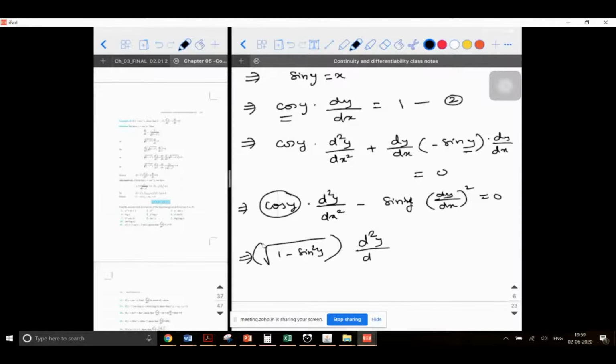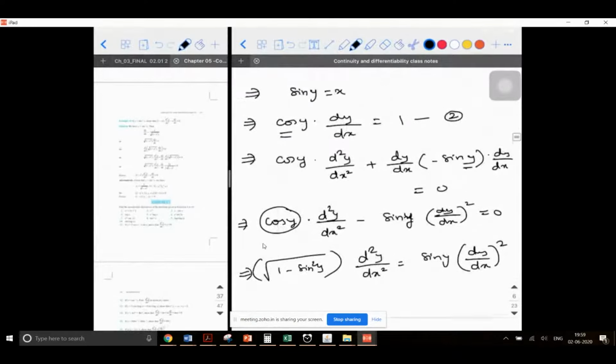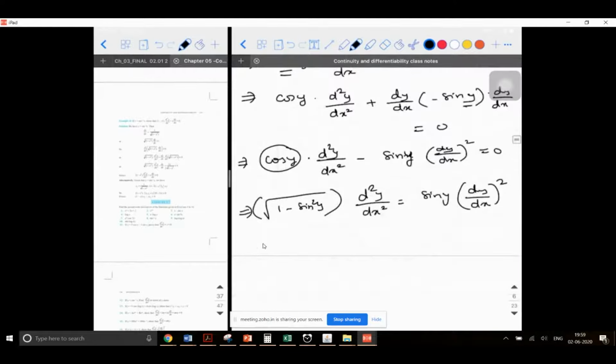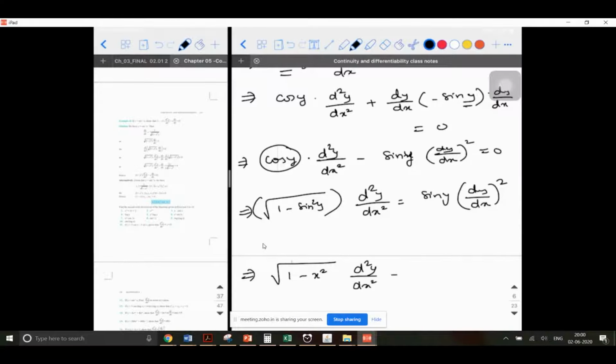into d square y by dx square is equal to, I'll get it as sin y into dy by dx, the whole square. Right? Am I right? So this is what you're going to get. Now how do you proceed further? Because what you need to prove is, so you're saying sin y is equal to x because this step is telling me that sin y is equal to x. So I should write this as root of 1 minus x square into d square y by dx square is equal to sin y into dy by dx the whole square. So we got stuck here. Does that mean we cannot solve this problem? Or I will write it as x into d square y by dx square. So how to proceed further?